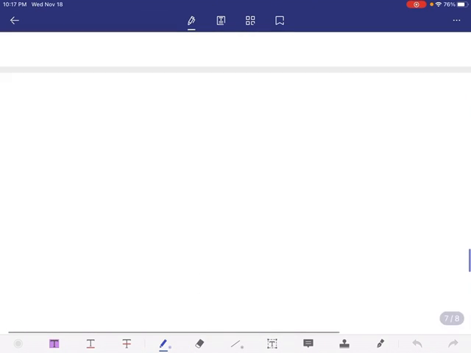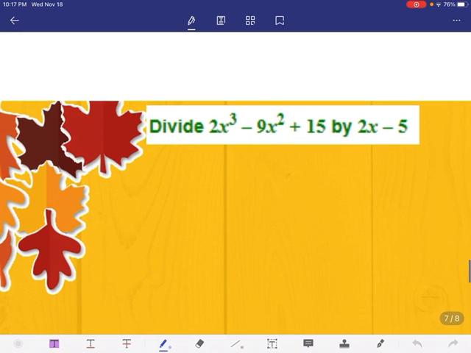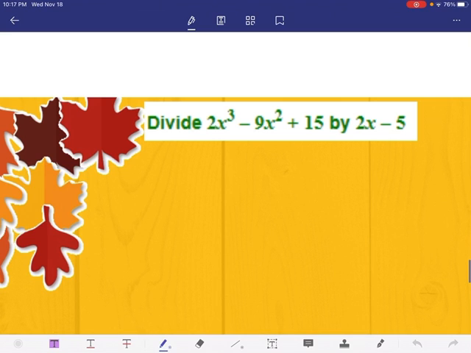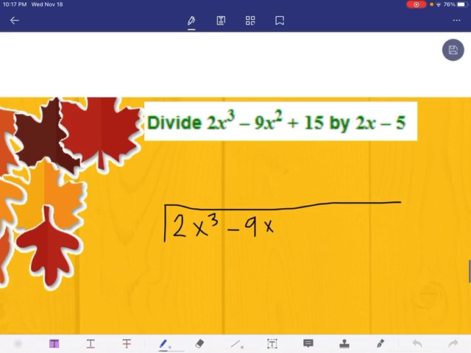Now let's go ahead and look at one more example. This one's a cubic one as well. So our setup is going to be very similar. The only difference is, notice this time I have a cubed term. I have a squared term, but then we skip an x term for our dividend. And so this is where we're going to need to put that placeholder. And the reason for that is because whenever we start doing the multiplication and subtraction, we need all of our terms to line up. And if we don't put that placeholder, our terms won't line up.